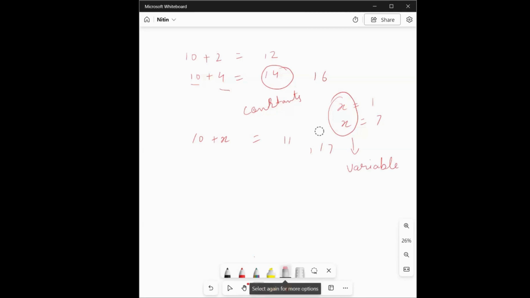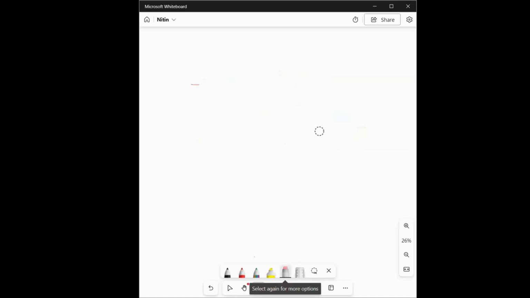Now, what is the use of this? If we can find the unknown values, we can make formulas also by using algebra, a general formula. I'll give you a small example of that. You know what an equilateral triangle is? A triangle with all equal sides, having all 3 equal sides.